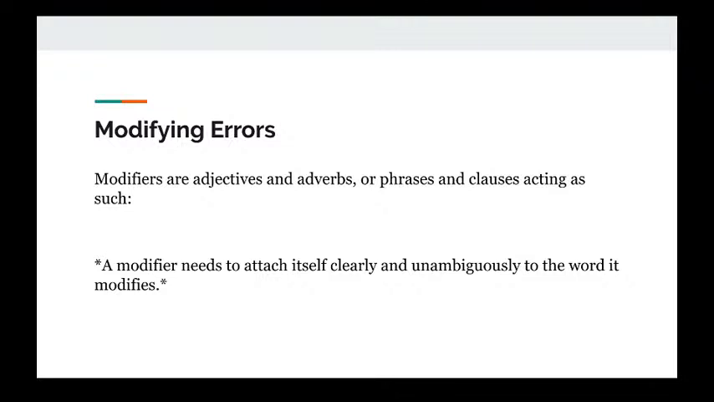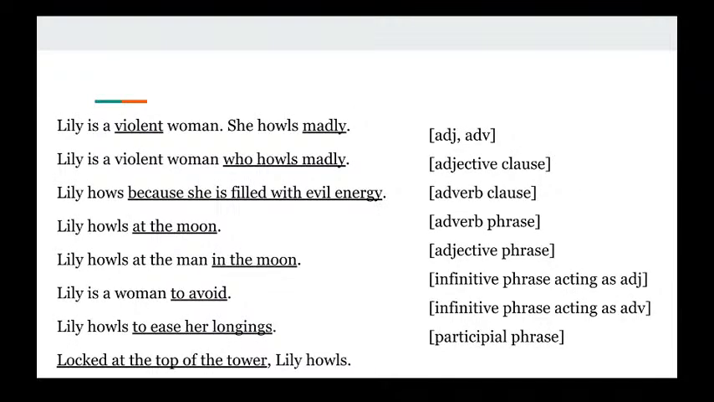So now we're going on to the second sub-lesson in Lesson 5, which is modifying errors. Modifiers are adjectives and adverbs or phrases and clauses acting as such. A modifier needs to attach itself clearly and unambiguously to the word it modifies. So just to go over how these work.